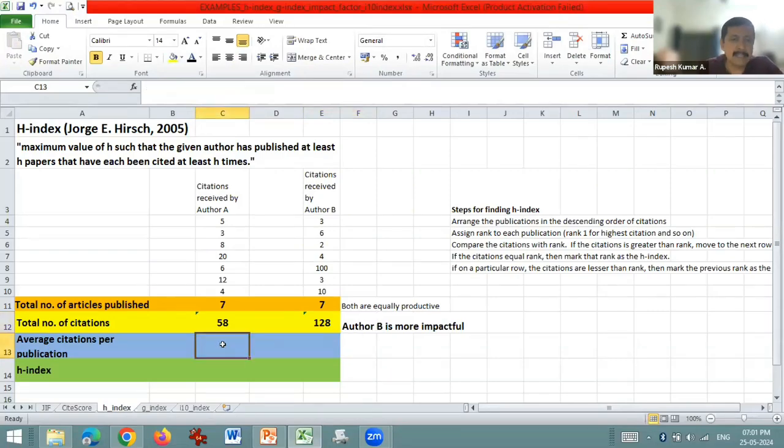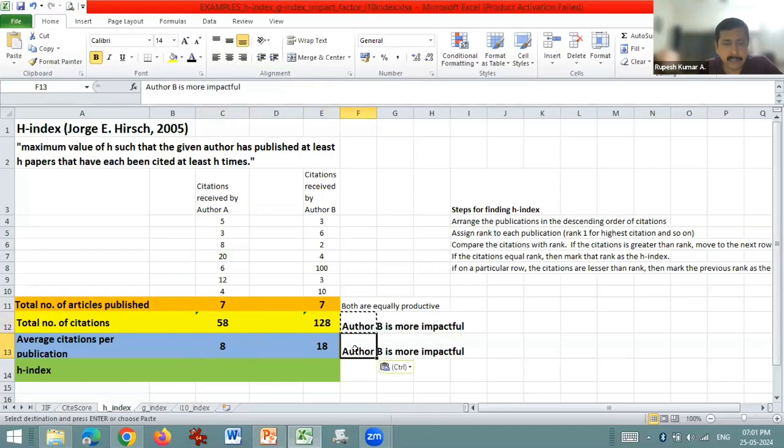Let us see the average citations per publication. ACP, average citations per publication. That is simply by dividing the total number of citations by the number of articles. I have rounded it off to 8. So to each article published by author A, 8 citations have been received. That of author B, 18 citations. In this case as well, author B is more impactful.